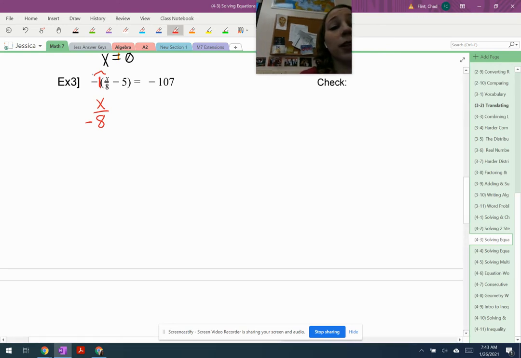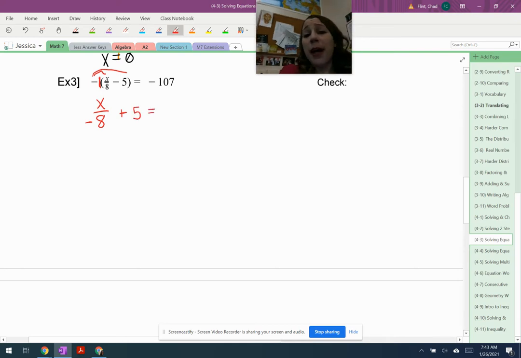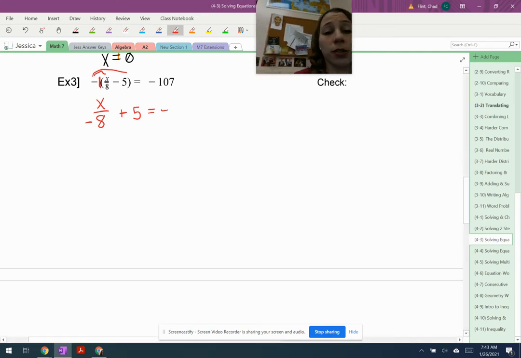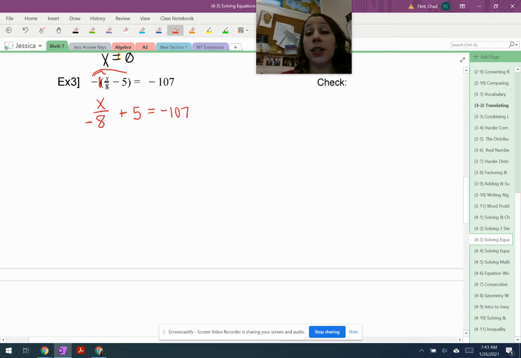And then negative 1, careful here, times a negative 5 is a positive 5. So when you're multiplying by that negative 1, all it's doing is changing the sign of each piece. This x divided by 8 was positive, now it's negative. The 5 was negative, now it's positive. Boom sauce. So continue as normal.